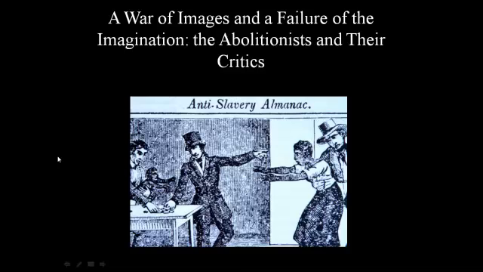The point of this presentation is to get you to start thinking about the abolitionists as perhaps the most important element of the antebellum reform movements that came out of the market revolution, and particularly to understand at least one dimension of the slavery controversy as a war of images, and within that to see a certain failure of the imagination, a certain inability to imagine racial equality in the United States.